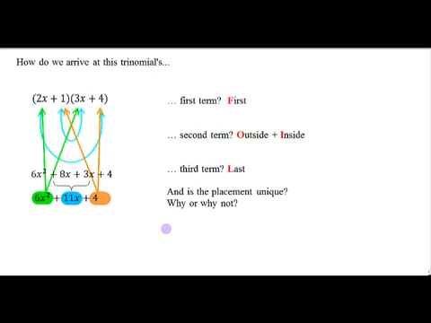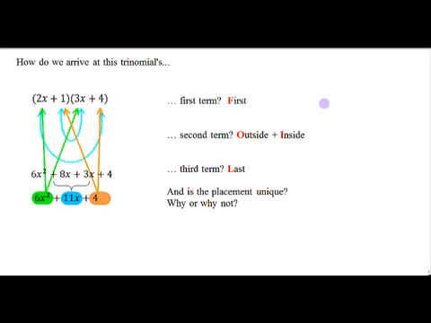So how do we arrive at this trinomial's first term? The same way, we get a 6x squared splitting this way. 11x outside and inside, and the 4 they've split up as 1 and 4. Is this placement unique when we have a trinomial that's factored this way?